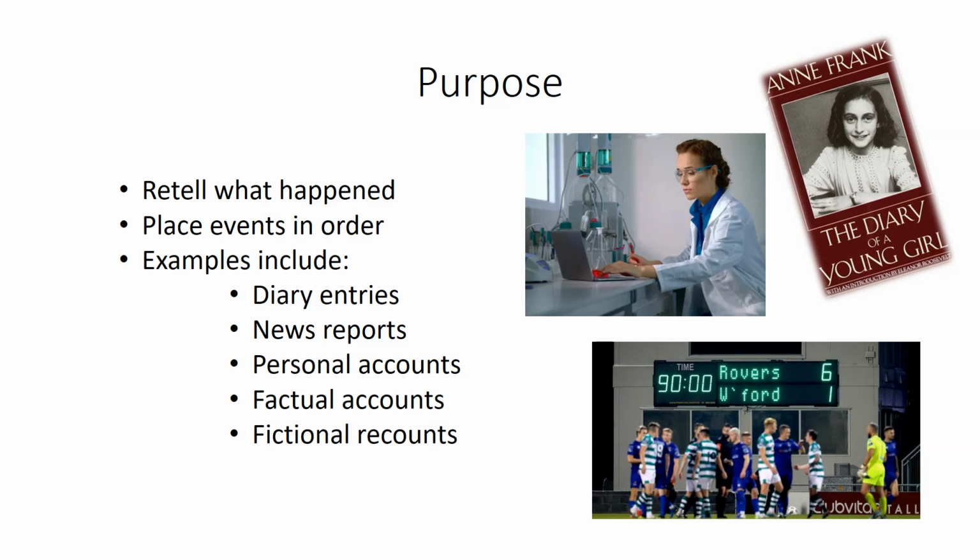A factual recount, like a lab report from a scientist, will just give the facts of what happened. A recount doesn't have to be true. You can write about a fictional event or even a fantastical one that you made up. A good recount, though, must always answer the questions who, when, where, and why.